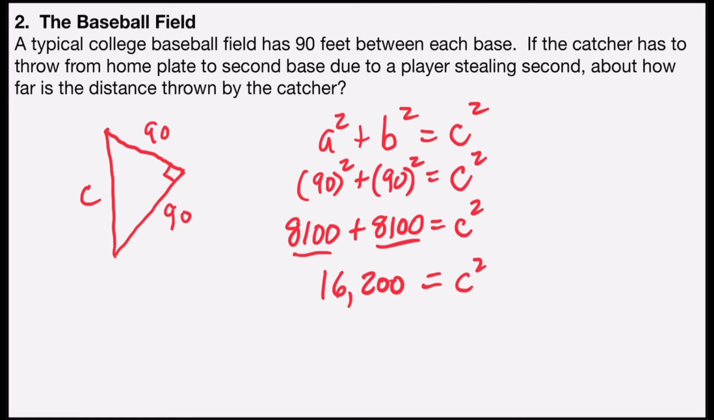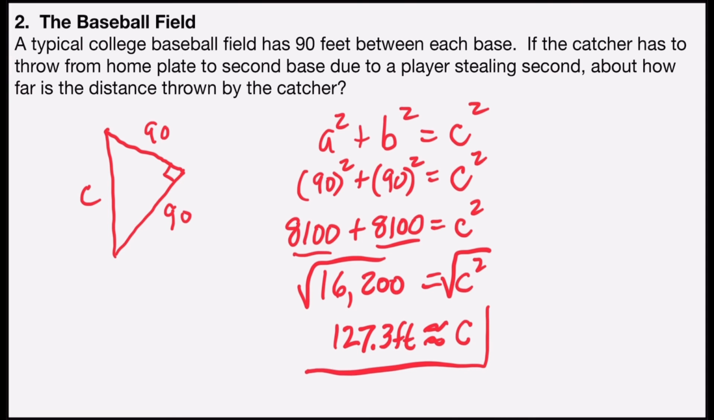To solve for c, or the length of the hypotenuse, I'm going to take a square root to undo the squaring on both sides. And so the square root of c squared will be c, and the square root of 16,200 is approximately 127.3 feet. So the distance the catcher would have to throw to second base would be about 127.3 feet.